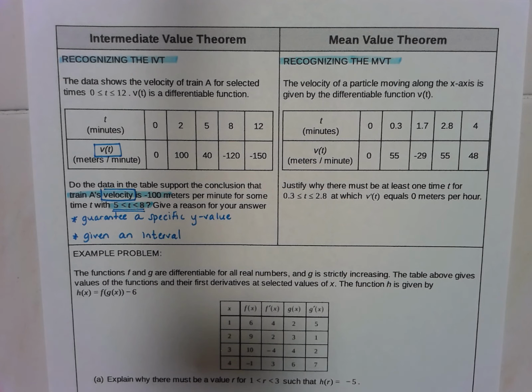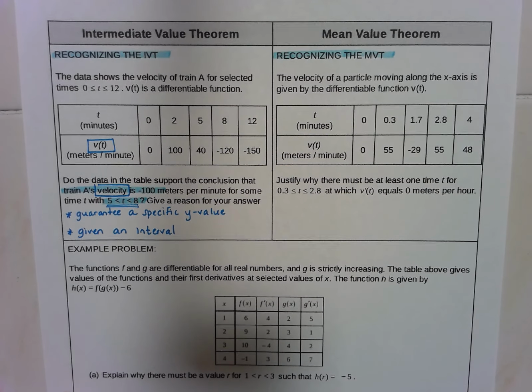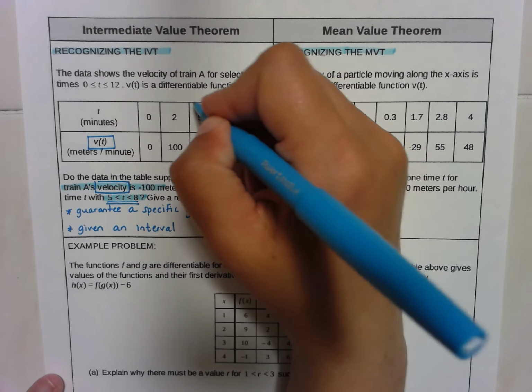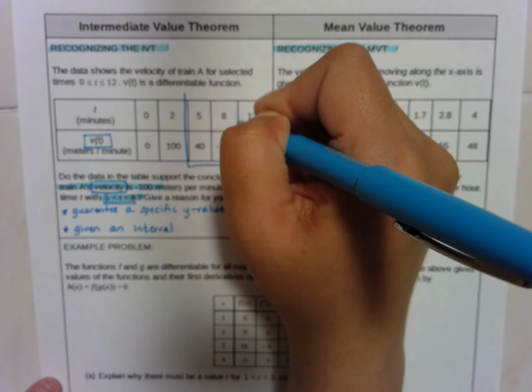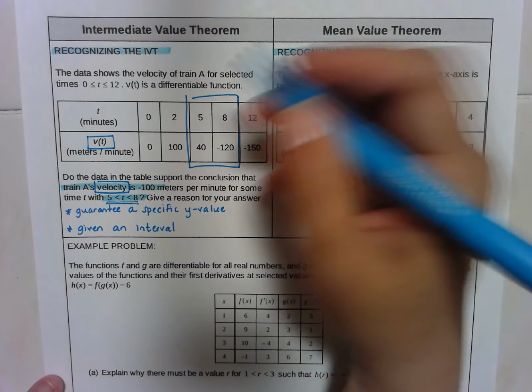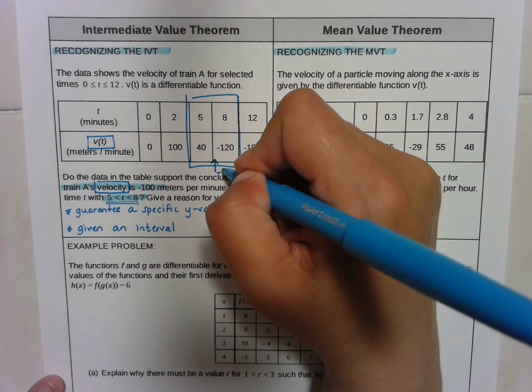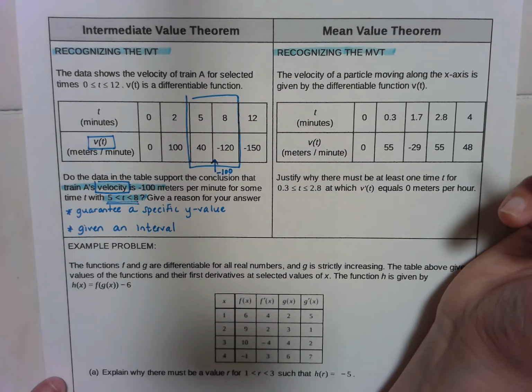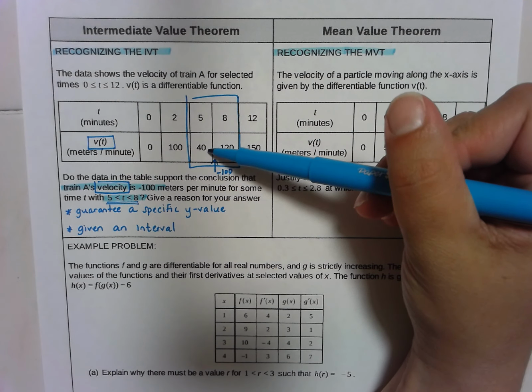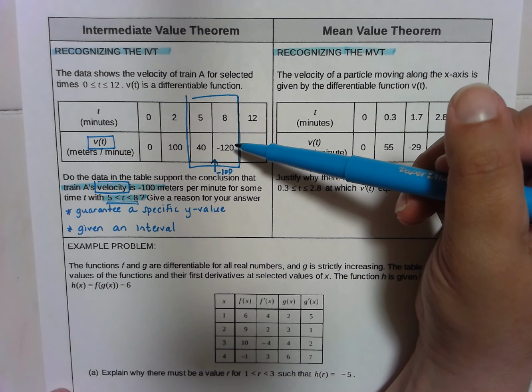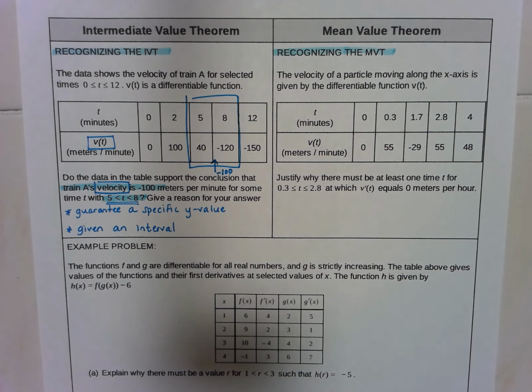Now in this question, which I'm not going to work through, but I would suggest maybe thinking through it on your own, it says look between these two numbers, so specifically focus between 5 and 8. Can you promise me that the number negative 100 would fall between those two numbers? Well, the answer is yes, because 40 is bigger than negative 100 and negative 120 is smaller. So in order to get from a positive 40 to a negative 120, you would have to pass through the negative 100, which is what the intermediate value theorem says. And that's how I know I can use the intermediate value theorem to justify this answer.